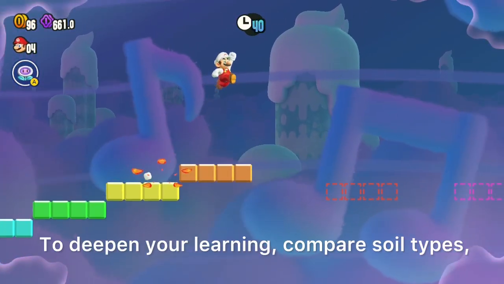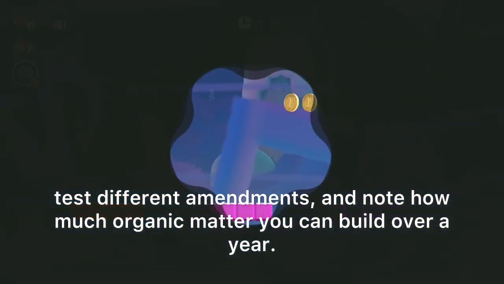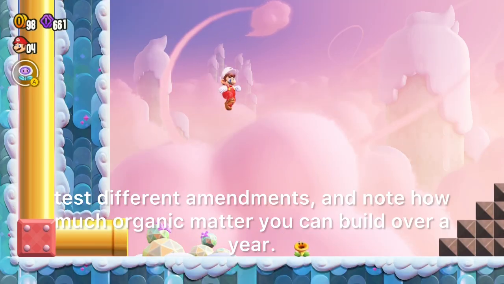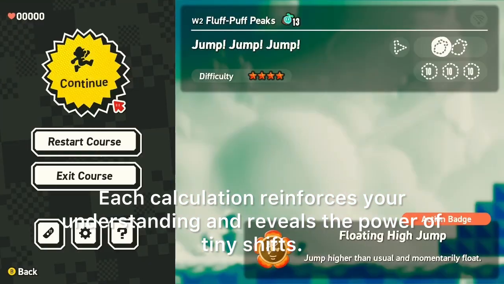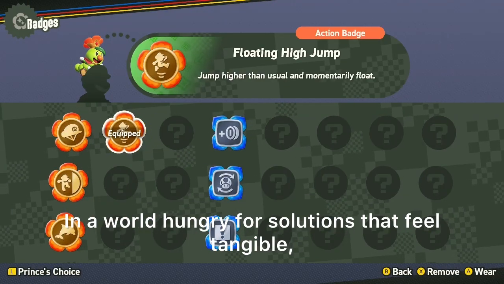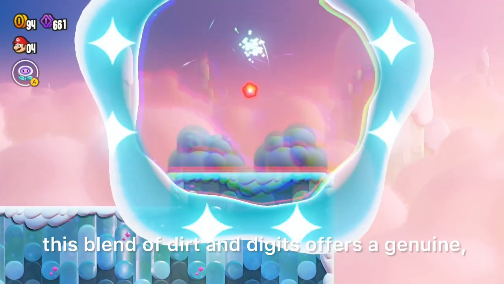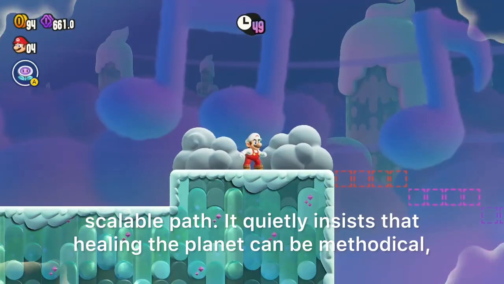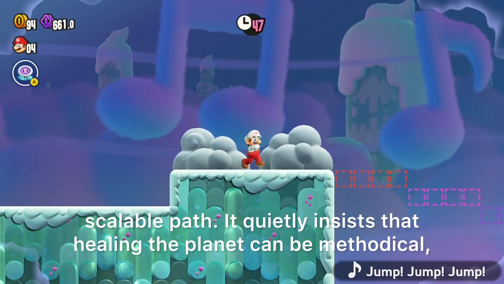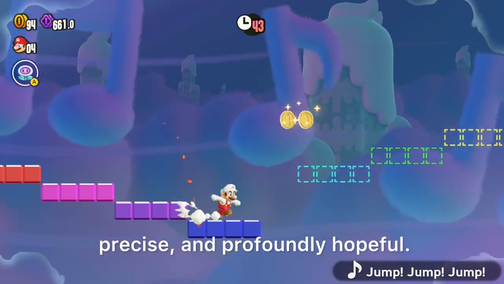To deepen your learning, compare soil types, test different amendments, and note how much organic matter you can build over a year. Each calculation reinforces your understanding and reveals the power of tiny shifts. In a world hungry for solutions that feel tangible, this blend of dirt and digits offers a genuine, scalable path. It quietly insists that healing the planet can be methodical, precise, and profoundly hopeful.